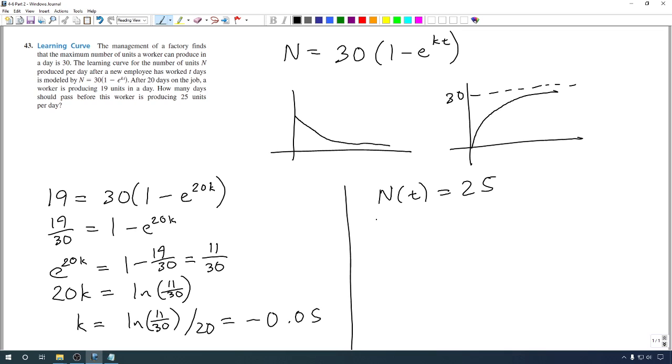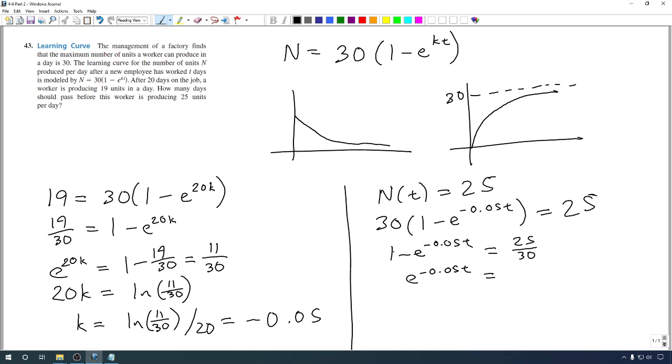It means we go ahead and just set this equal to 25. Of course, our k is no longer just a k, it's now negative 0.05. So we can go ahead and put that in here. And we get a very similar kind of problem. We're just having to solve this again. So we have 1 minus e to the negative 0.05t is equal to 25 over 30. We go ahead and turn this into e to the negative 0.05t is equal to 1 minus 25 over 30, which is 5/30ths.